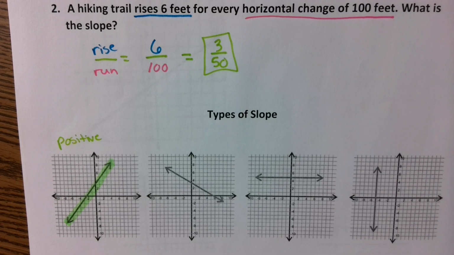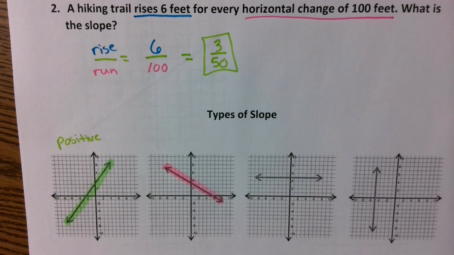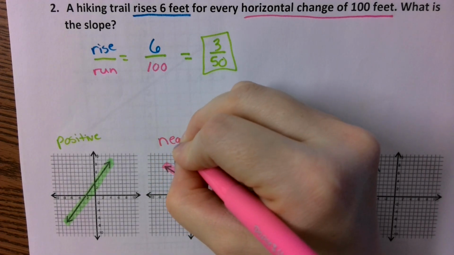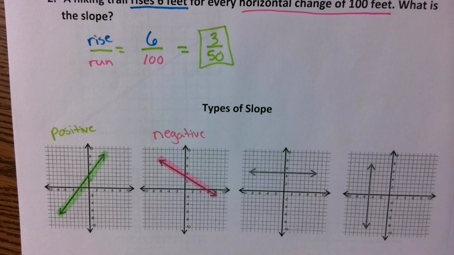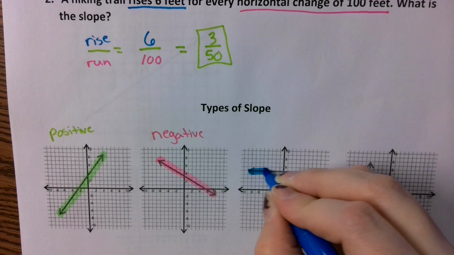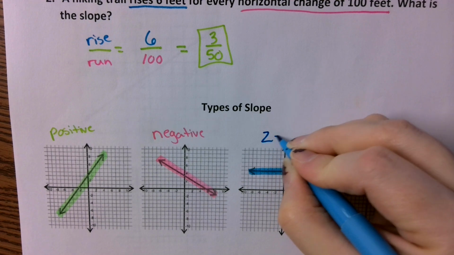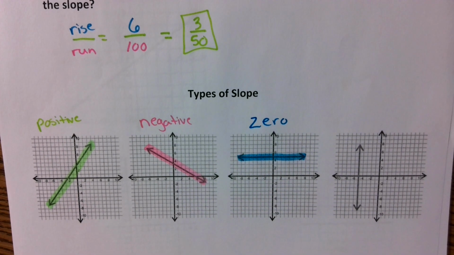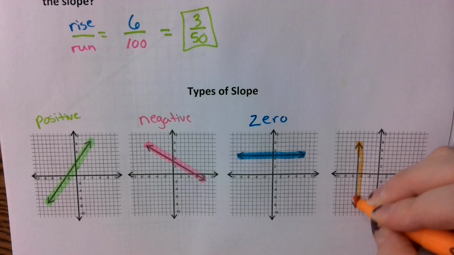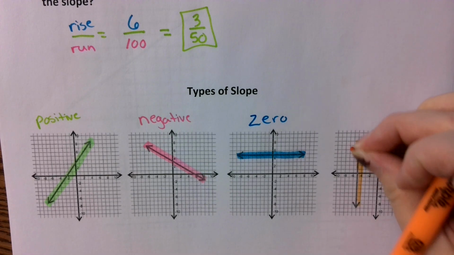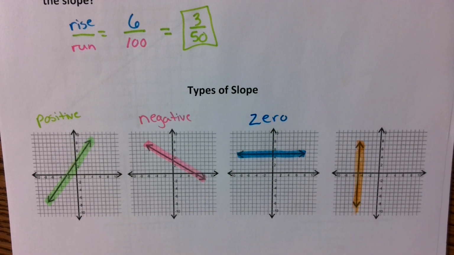Okay, when you are reading from left to right, you are going downward. That is our negative slope. So that was that nice negative that he talked about. Then when you get to your horizontal flat line, a horizontal flat line is going to be 0 fun. So we call that our 0 slope. And then we've got our vertical drop. A vertical drop is going to give us our undefined slope.